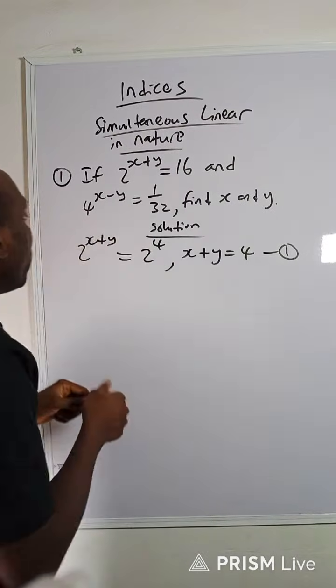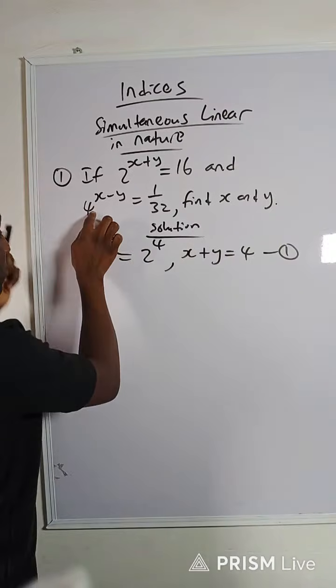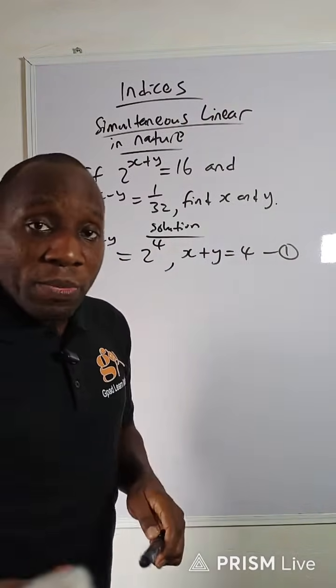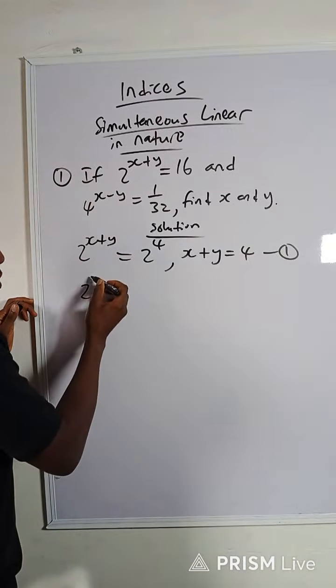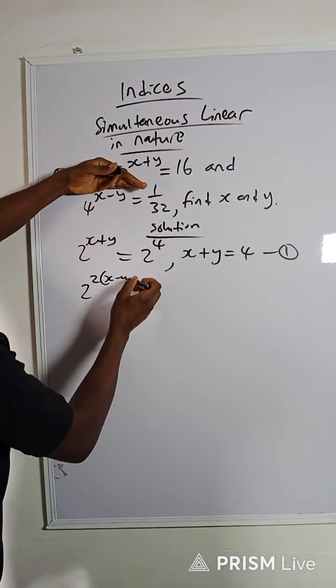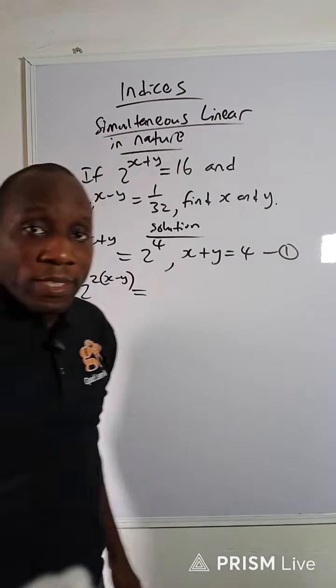So I'm going to come to this second equation, but while I'm writing it here, I will change 4 to a base of 2. I'm going to express 4 as a base of 2. So it's going to be 2 raised to the power of 2. This is x minus y, so in brackets here, x minus y. And this is equal to 1 over 32.